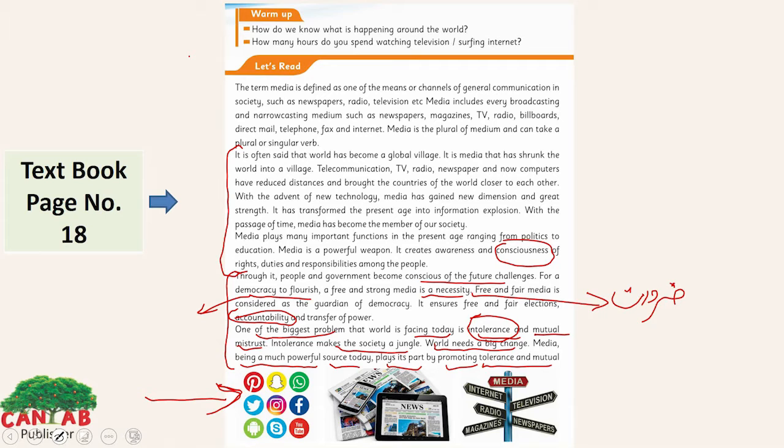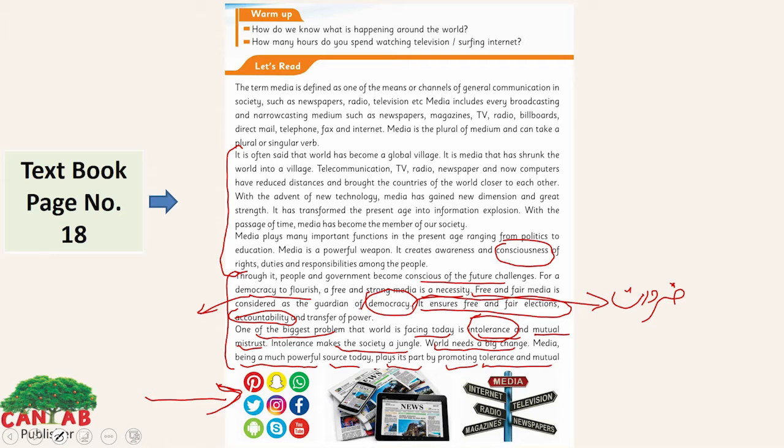And it is also very important to flourish the democracy, and free and strong media is the necessity for us. And free and fair media is also considered as the guardian of democracy. जमहूरियत की क्या है? मुहाफिज है, हिफाजत करती है. It ensures free and fair elections. इसके जरिए हम फ्री और इंसाफ की बुनियाद पर इलेक्शंस कर सकते हैं.